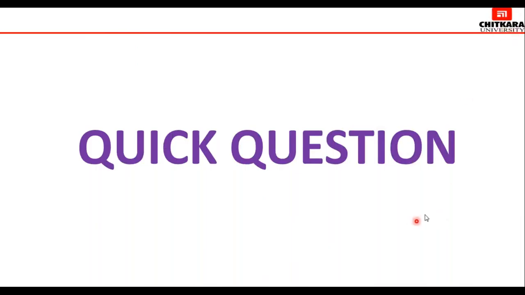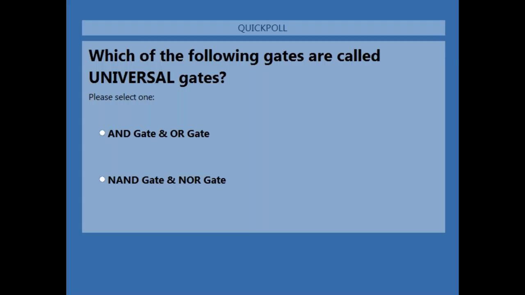Let me see how many of you have understood this topic. And the question is, quickly mark your answers. Which one is a universal gate?